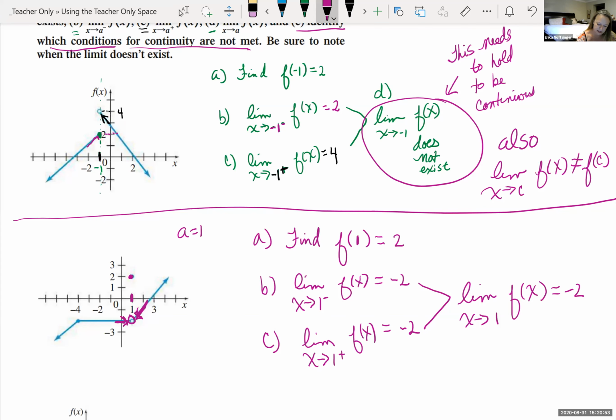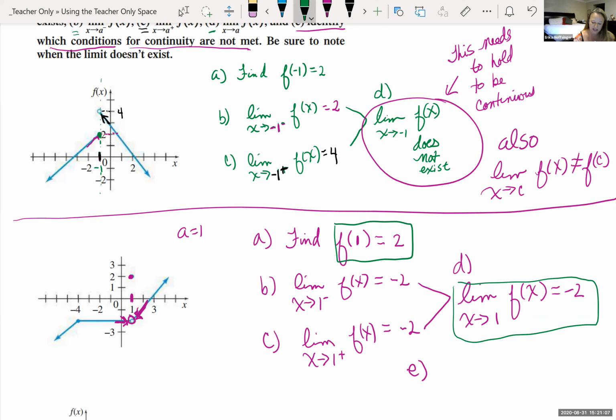That was part D. But part E, notice that f of 1 is 2, and the limit as x approaches 1 is -2. And so those are not the same values. And so this is the condition that's not holding.